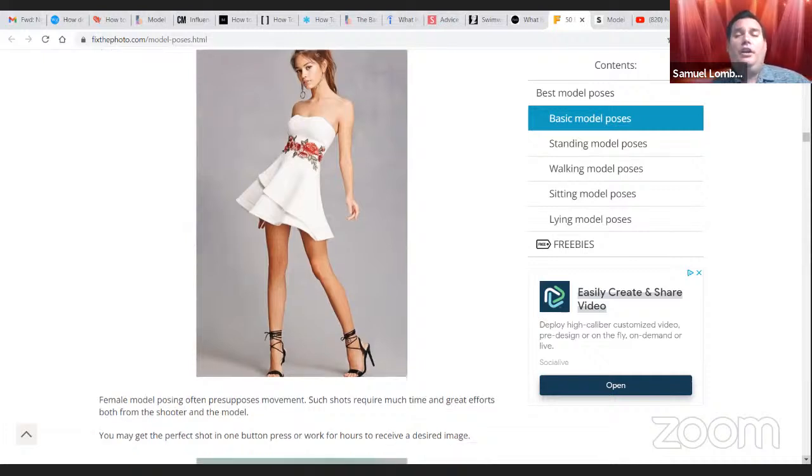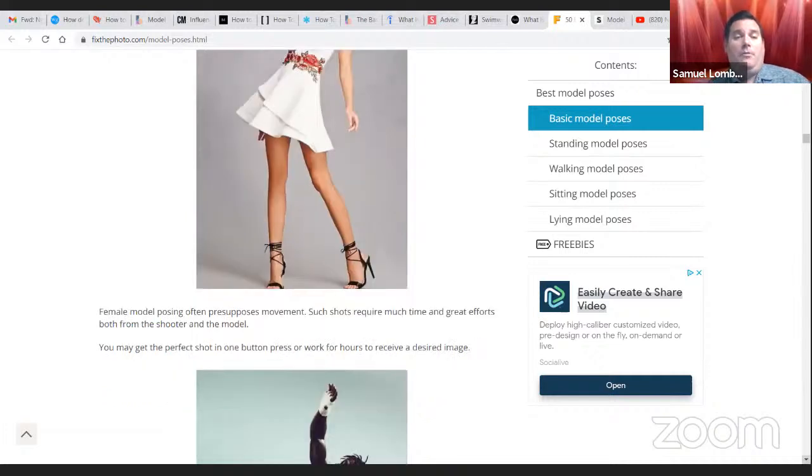But the photographer would literally be focused on your movement, okay, while also being focused on you. The female model posing often presupposes movement. Such shots require much time and great efforts, both from the shooter and the model. So a good shooter, even if it's your boyfriend, a friend, or whoever may be doing these test shoots for you, don't rush it, okay? But definitely make sure that you're comfortable in your movement, as well as the photographer is actually catching it in the movement. You want to be moving in this particular shoot.